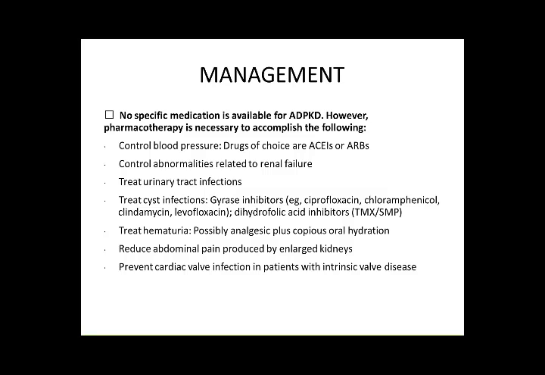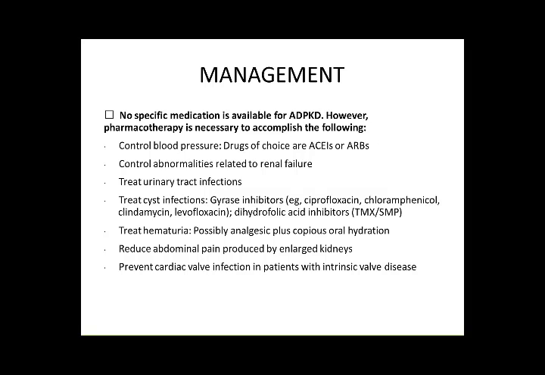Treat hematuria if present, possibly analgesic therapy, copious oral rehydration as a supportive treatment for hematuria, and reduce pain. Analgesics can be used, because the increased large size of the kidneys usually causes continuous dull pain in the lumbar region, which can be treated with analgesic. Prevent cardiac valve infections or other intrinsic valve diseases if present. The supportive treatment can be done for this.